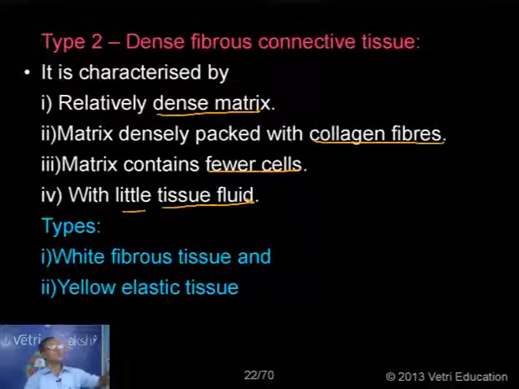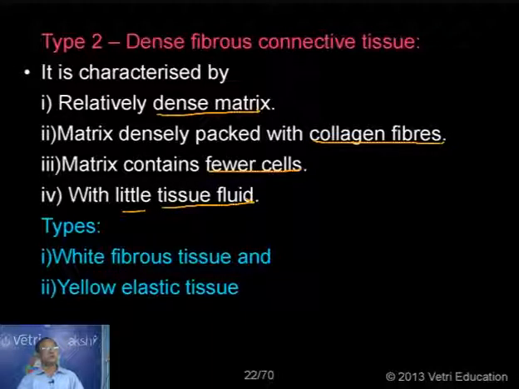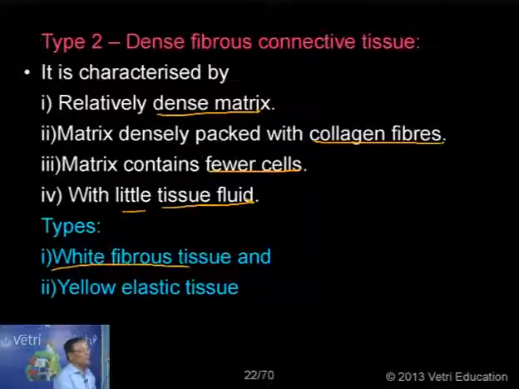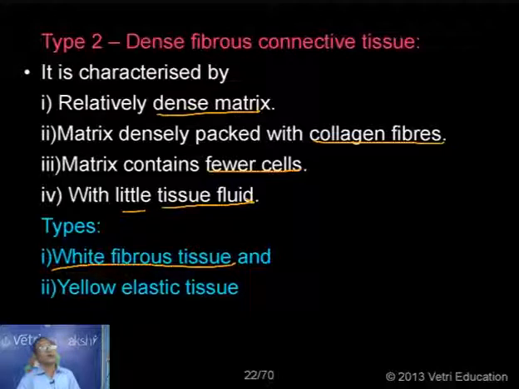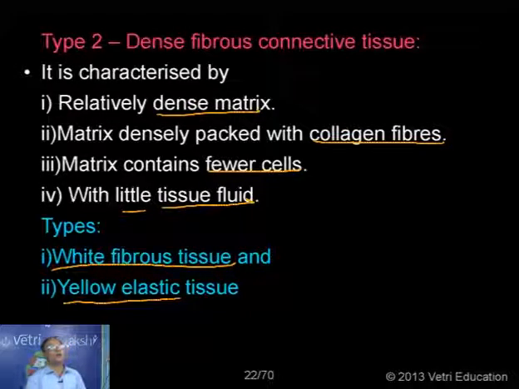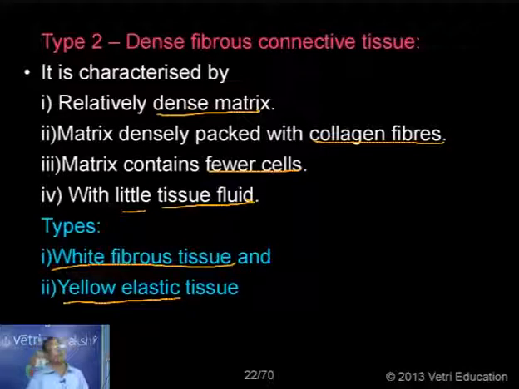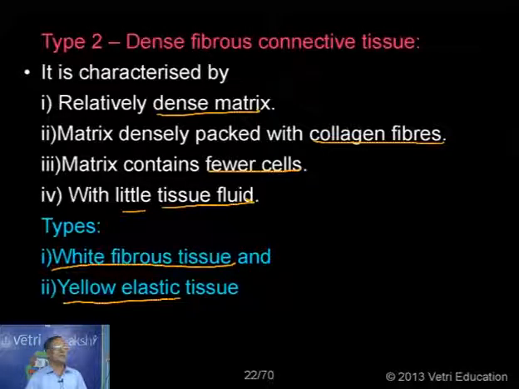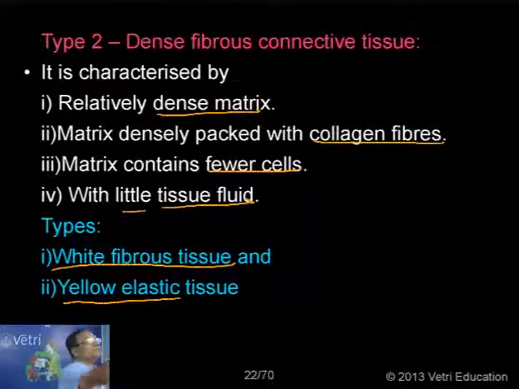Now what are the two different types of dense fibrous connective tissue as given in the flow chart? Number one, white fibrous tissue, the second one, yellow elastic tissue. This is based on the nature of the fibers possessed. The name itself implies that the first one contains bundles of collagen fibers. The second one contains the yellow fibers, the unbranched thin, delicate fibers made up of elastin protein.